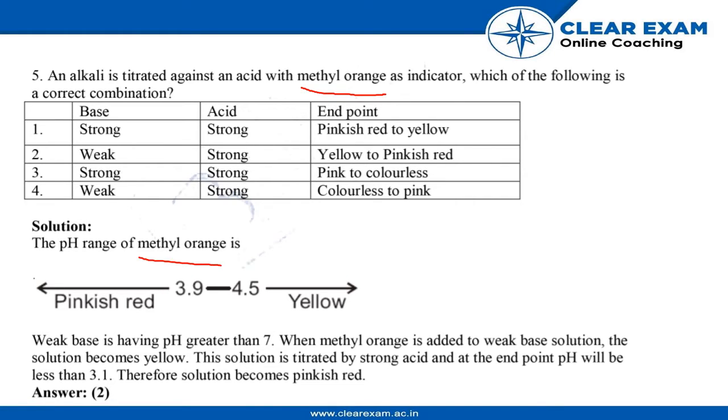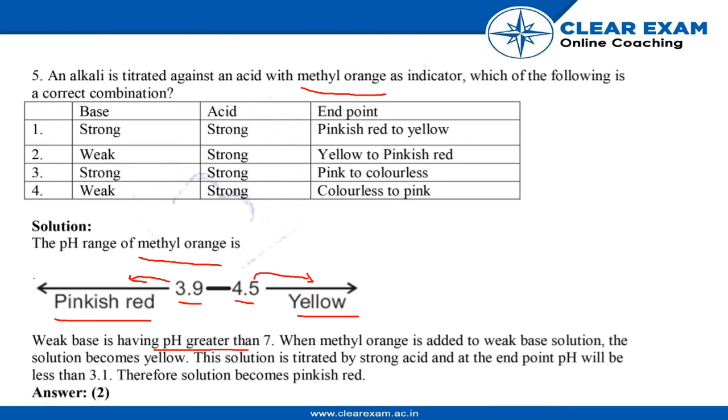Now as we know, the pH range of methyl orange is 3.9 to 4.5, which means above 4.5 it would be yellow, and below 3.9 it becomes pinkish red. So we have to choose the correct option. So here, if we take a weak base which has a pH of greater than 7, because 7 is neutral.